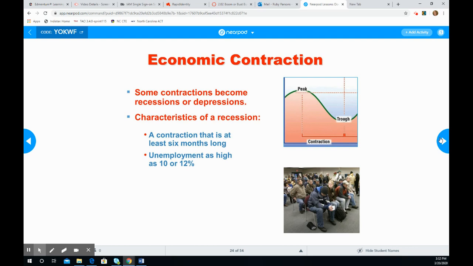So some contractions become recessions. They could deepen into depressions. So when you think about the characteristics of a recession, and think about what's going on right now with the coronavirus and everything, a contraction has got to be at least 6 months long. So if we pinpoint this now and carry it out to September, because that's 6 months, let's see what happens. Let's pay attention to those unemployment rates. Because at this point, for it to be a characteristic, unemployment rates could get as high as 10 and 12%. So that's a lot of people without jobs.